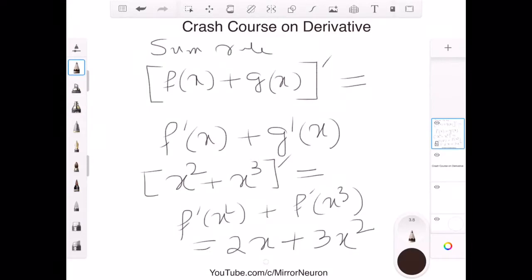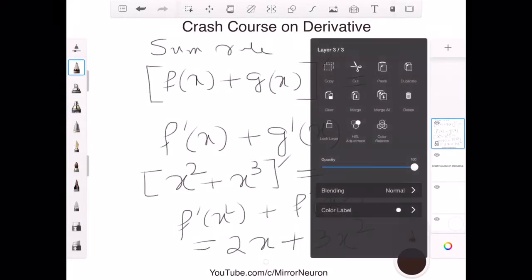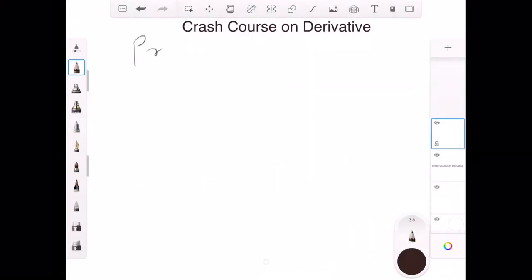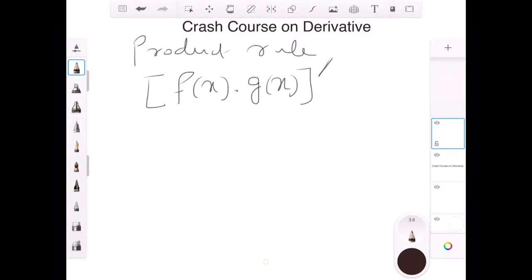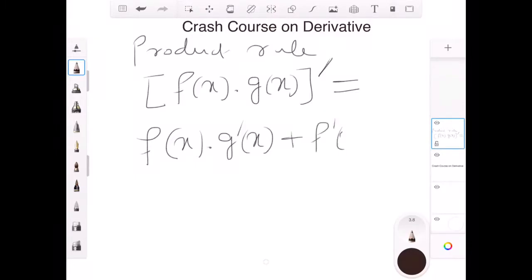So let's now look into the second rule, which is the product rule. This says if I have the product of two functions, f of x times g of x, and I have to take the derivative of that, then this is equivalent to, a little bit complex, f of x times g prime of x, which is nothing but the derivative of the second function, plus the derivative of the first function times the second function.